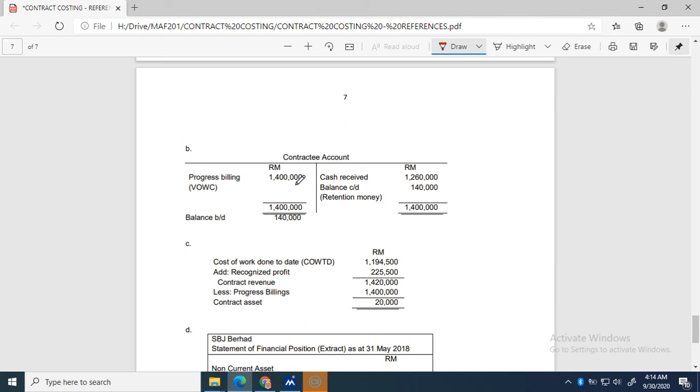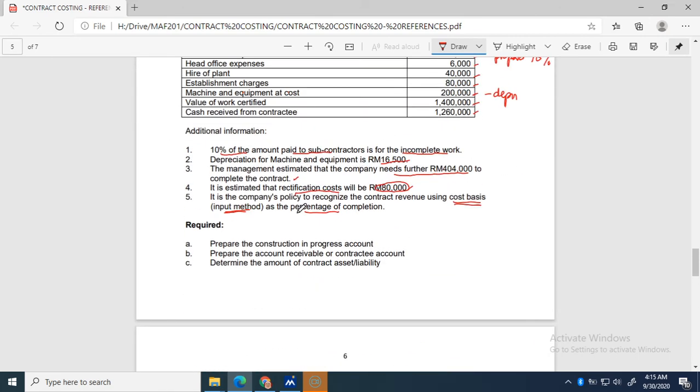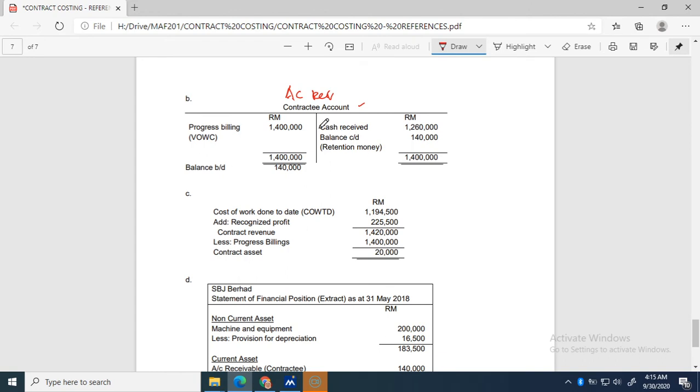Then we have to record the contracting account. So contracting or accounts receivable, it's the same thing. Account receivable or contracting account. So how to record account receivable? We refer to the question. The value of work certified is the progress billing. So debit contracting, credit progress billing. But this question does not require you to prepare the progress billing account. So this is based on value of work certified.